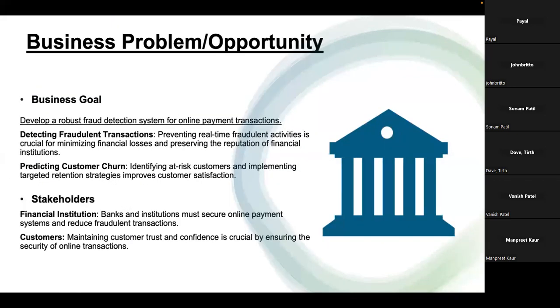So our business goal is to develop a comprehensive fraud detection system tailored for online payment transactions. To achieve this, we have deployed advanced analytical techniques to identify and prevent fraudulent activities in real time. Our stakeholders for the business would be financial institutions, which I've mentioned before, and credit card customers, as they rely on the financial institution to safeguard their information and prevent fraudulent activities on their accounts.